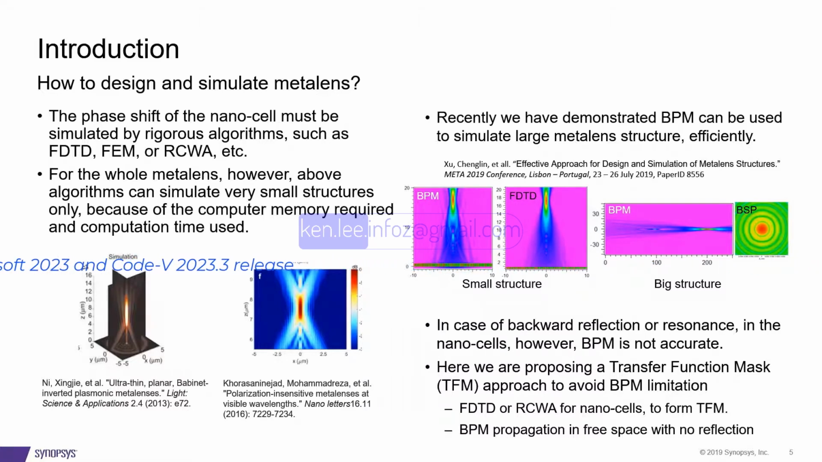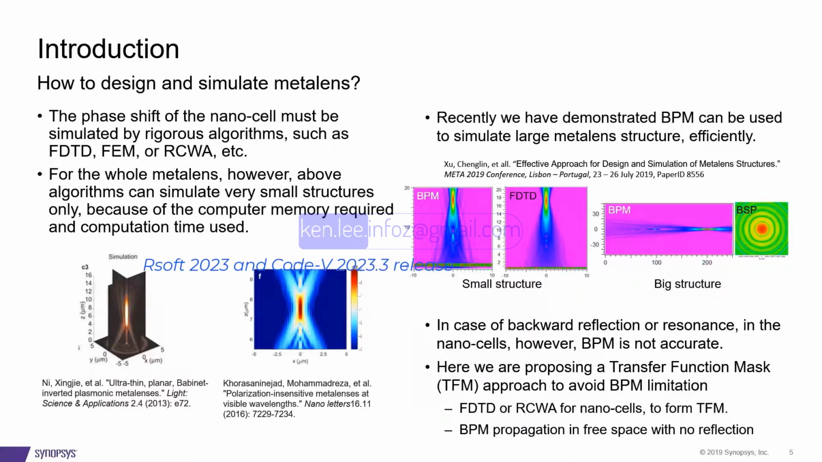Now to solve this, we have other options, such as using BPM or beam propagation method. Of course, we have validated the BPM results against FDTD for a small structure. And later we did that for a large structure. But of course, being fast comes with a price. BPM is one-way propagation, and it cannot account for backward reflections. In case the reflection or resonance in the nanocells is important for you, then BPM will not be accurate anymore.